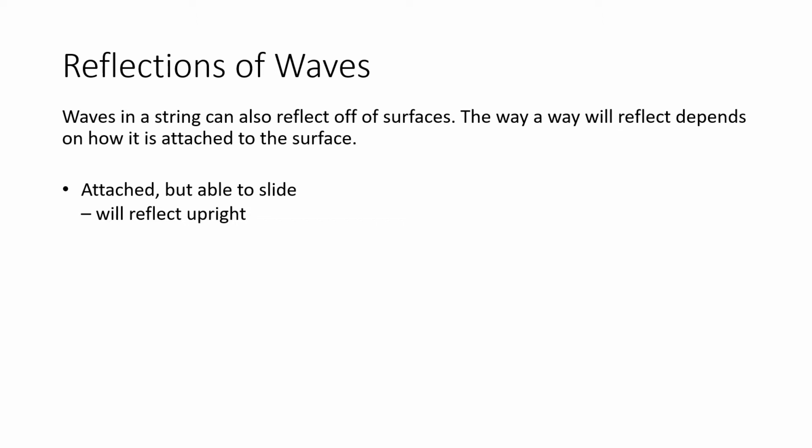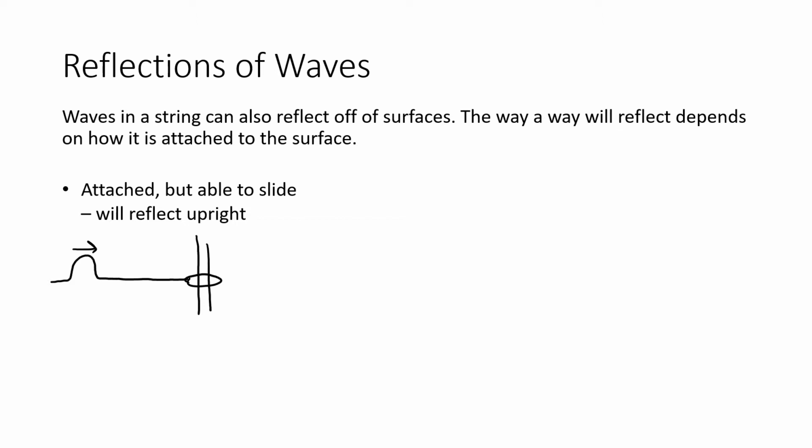Let's say we send a wave pulse upright, and the end of the string is attached to a ring that is going around a pole. And the wave is traveling that way.